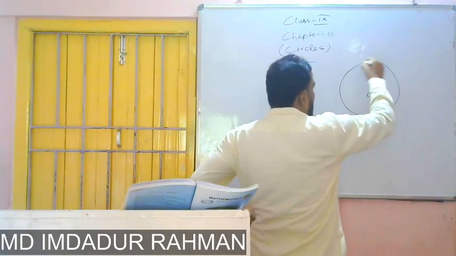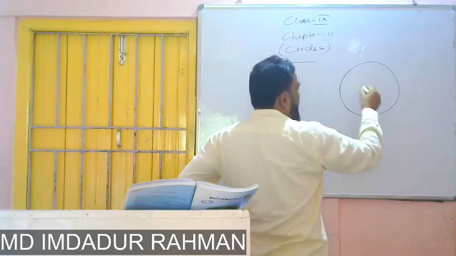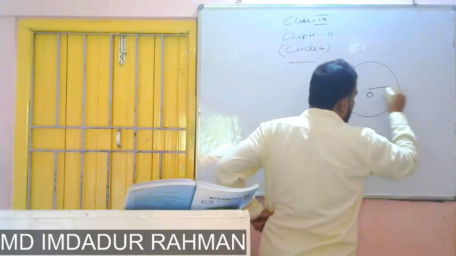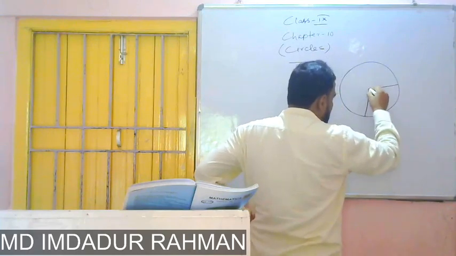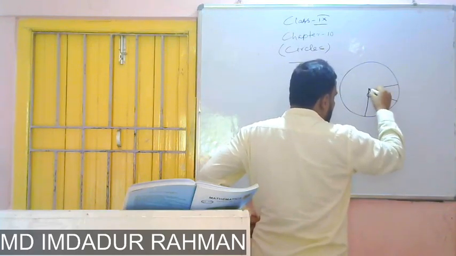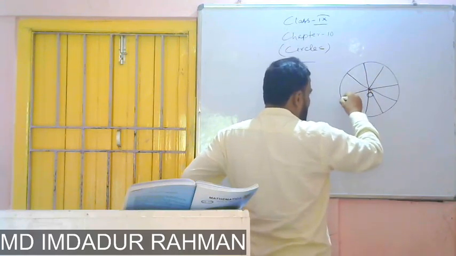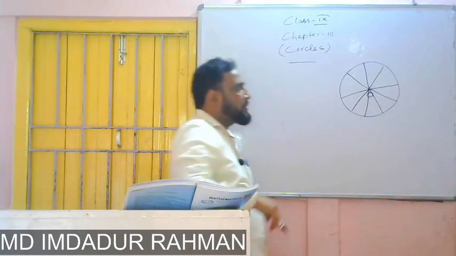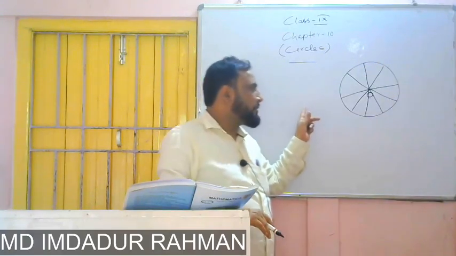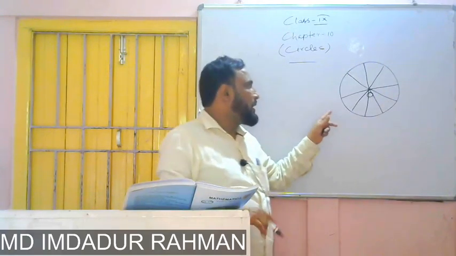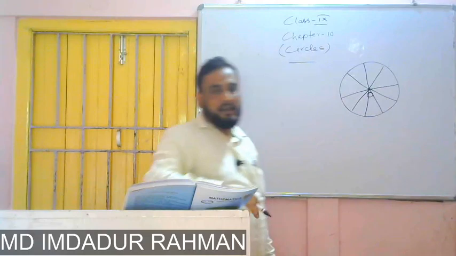This line is nothing but a collection of points which are at a fixed distance from the fixed point. You see this line, and this line, and this line, all are at a fixed distance from the point. Okay, so this curved line is called circle, and the point which is at a fixed distance is called center of the circle.